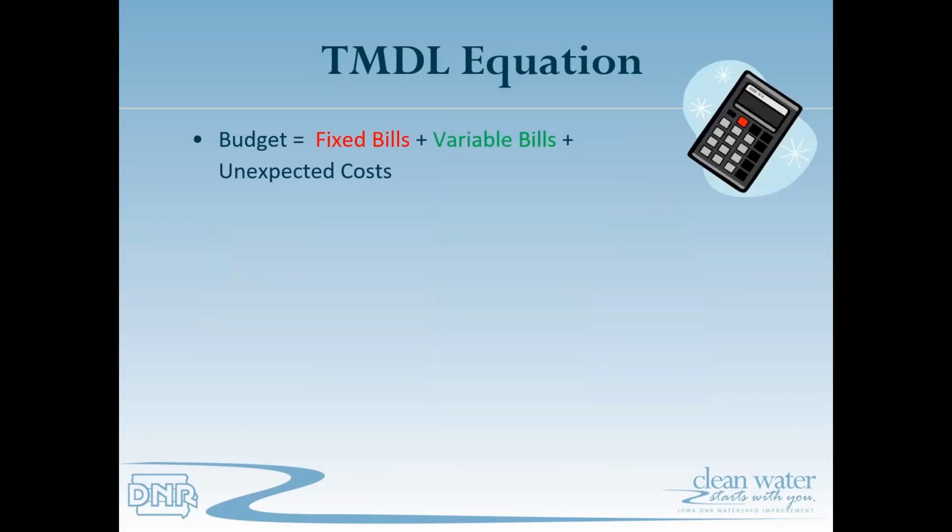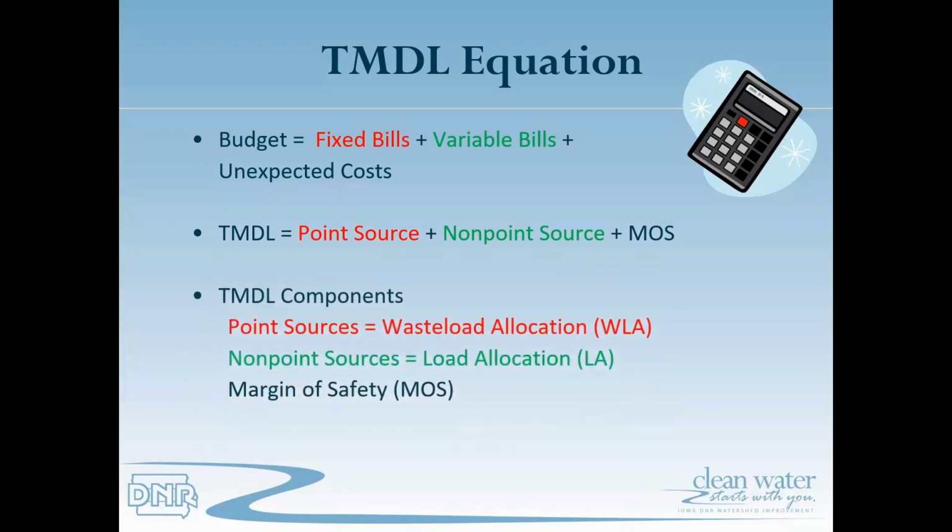We can put this into an equation. So with our budget, we have, remember, our fixed costs or fixed bills, our variable bills, and then our unexpected costs, our savings. And looking at it from a TMDL, we have our point sources, our non-point sources, and that margin of safety. Might note here that sometimes our point sources are referred to as waste load allocations, and our non-point sources are referred to as load allocations. And again, we have our margin of safety.